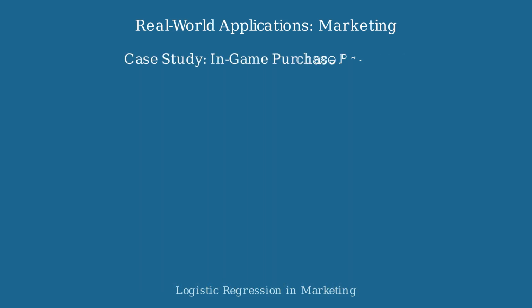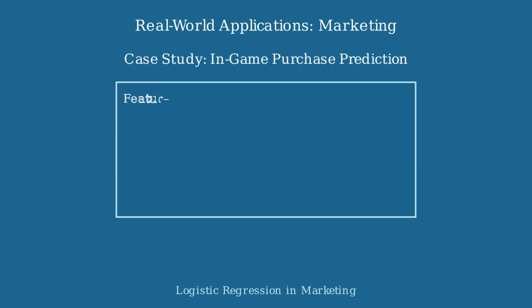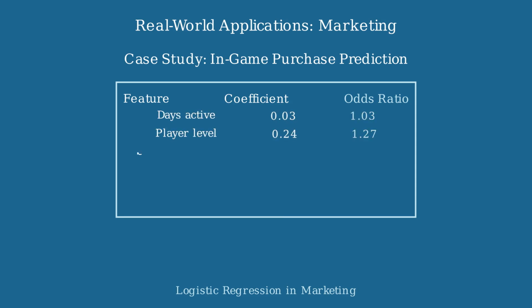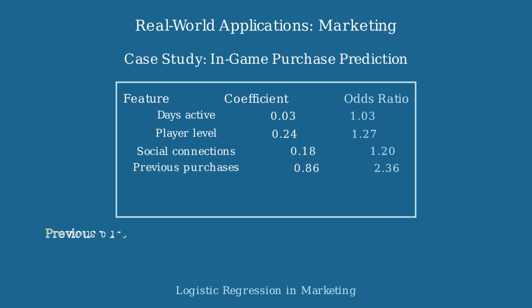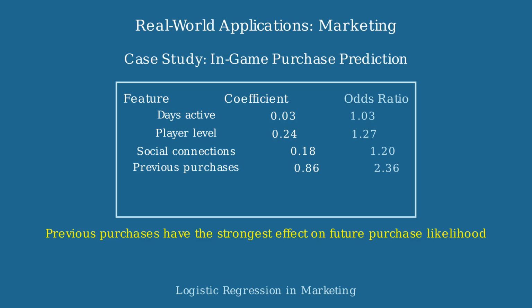Gaming companies use logistic regression to predict which players will make in-game purchases. Key predictive features include player activity metrics, game progress, social connections, and prior purchase history. The model reveals that previous purchase behavior is the strongest predictor of future in-game purchases.